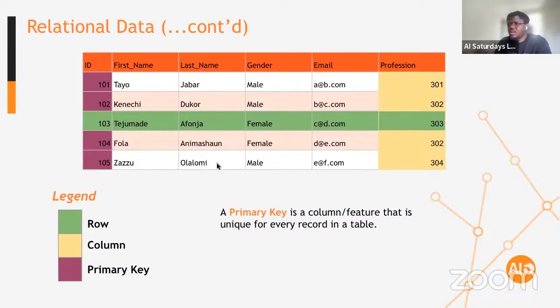What this means is no matter what is happening, even if there is another person that's going to bear Tayo Jabar, and we want to enter them into this table, they have to be a separate record. That is what tells you that the second Tayo Jabar is different from the first Tayo Jabar, because the ID is unique. No two records can have the same value of the primary key in a relational table. Do you understand? So that's it about rows, columns, and primary keys.